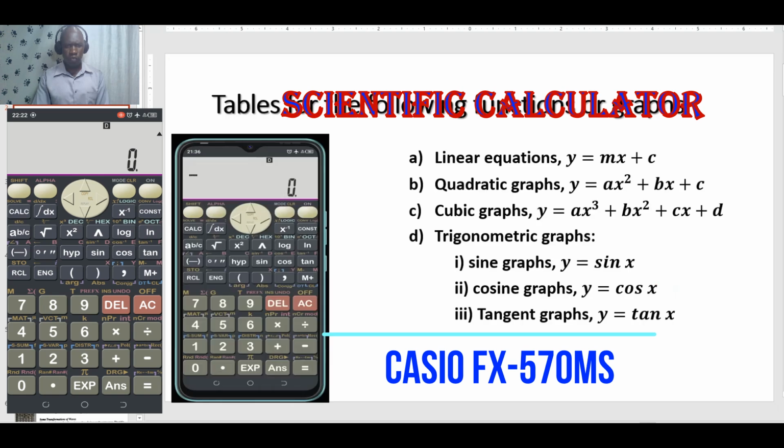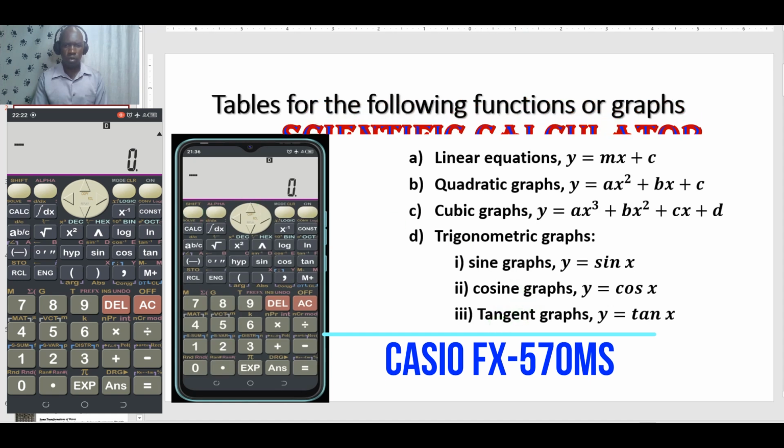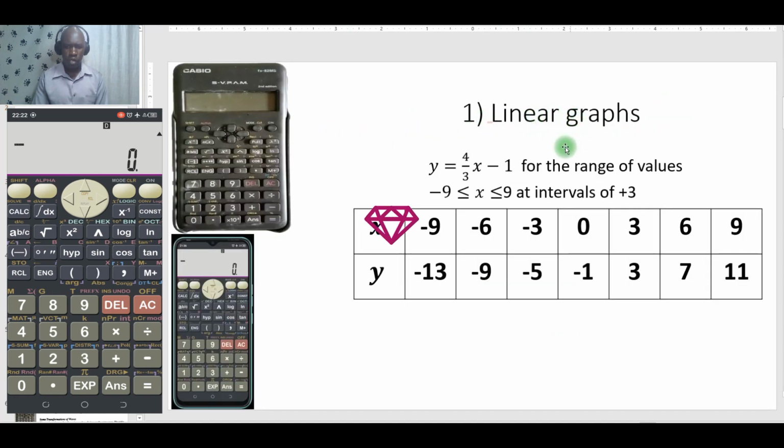So for the different tables and graphs of linear equation, quadratic graphs, cubic graphs, trigonometric graphs, in that case we shall look at sine graph, cosine graph, and tangent graph. So we begin with the first one, which is linear graph.